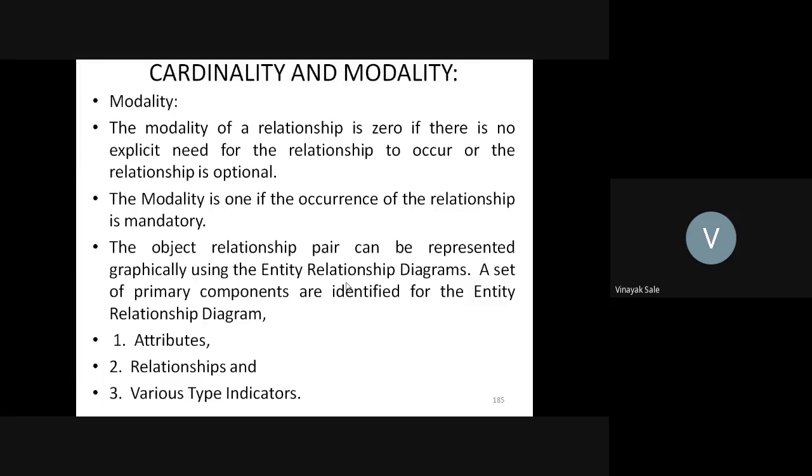Then what is modality? The modality of a relationship is zero if there is no explicit need for the relationship to occur, or the relationship is optional. The modality is one if the occurrence of the relationship is mandatory. So object relationship pairs can be represented graphically by ER diagrams. A set of primary components is identified by the ER diagram with attributes, relationships, and various types of indicators.